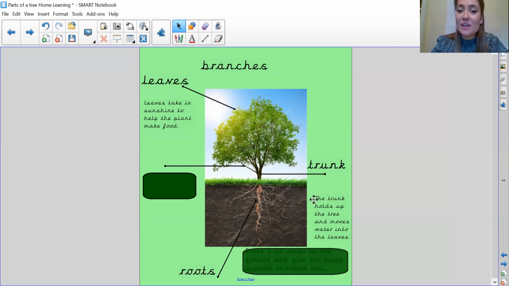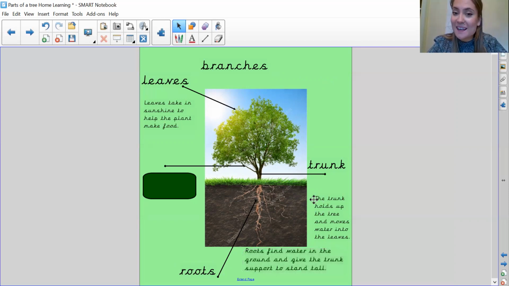Well done. The roots find water and nutrients in the ground, and they also give the trunk support to stand it up. So they take in the water, and they also help, a bit like an anchor. Do you remember when we said the roots were a bit like a ship's anchor? They stop it moving around too much. So the roots help keep the tree steady because they're very big, some trees, aren't they? It helps them anchor to the ground.